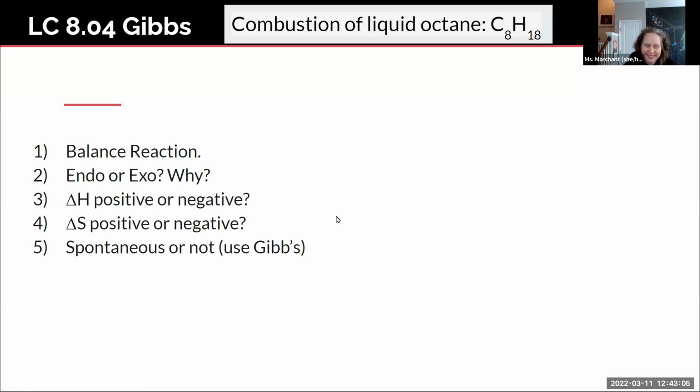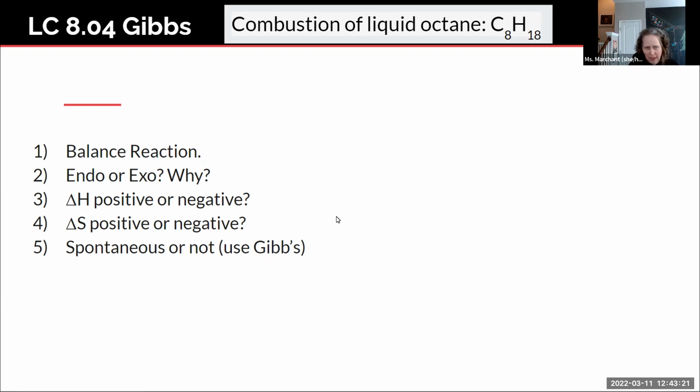Hello. So today we're doing our learning check on 8.04 Gibbs. Has a little bit of review in there as well. So as always, after I do the introduction, hit pause and get as far as you can, and then rewatch the video if you need to.